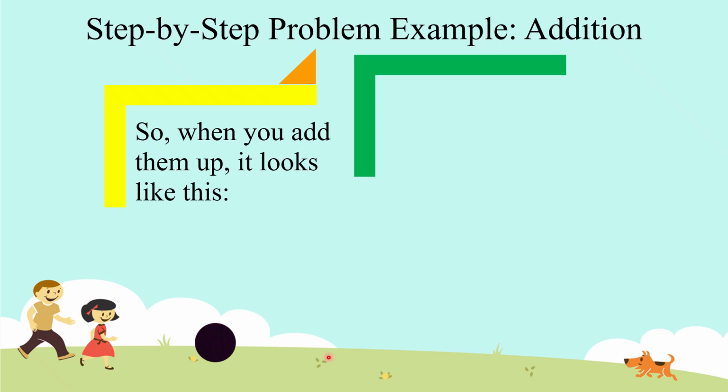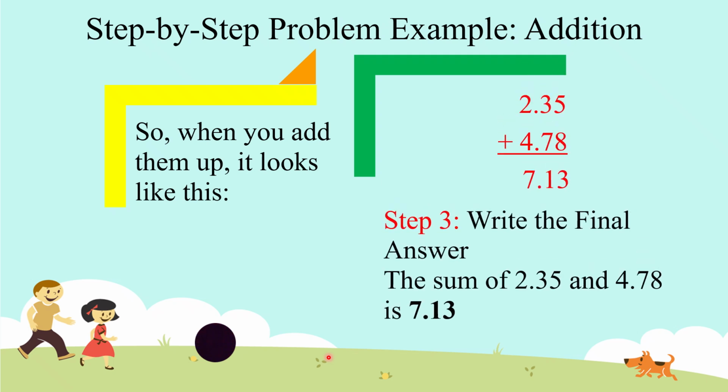So when you add them up, it looks like this. 2.35 plus 4.78 equals 7.13. Step 3. Write the final answer. The sum of 2.35 and 4.78 is 7.13.